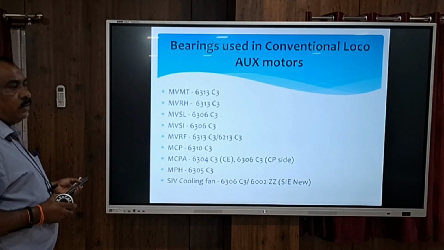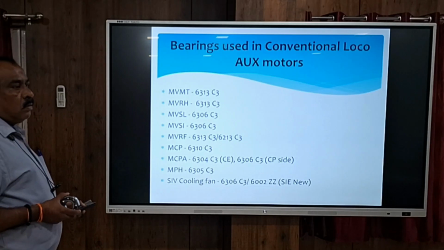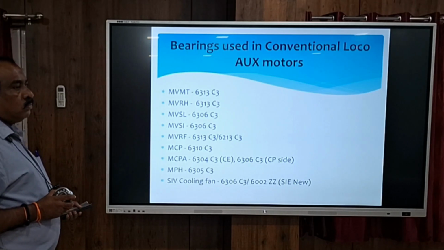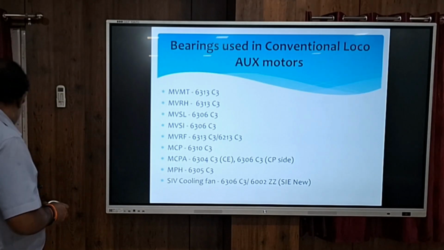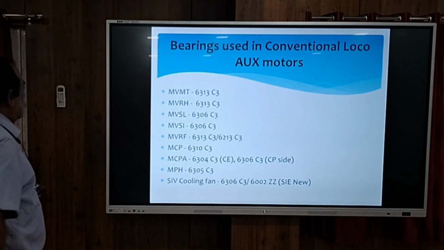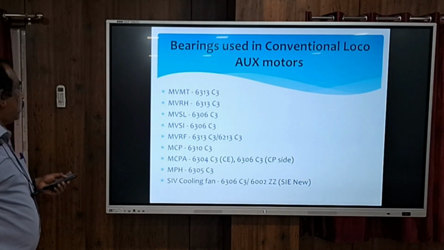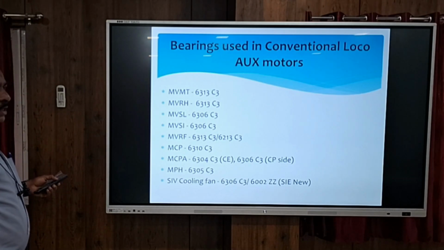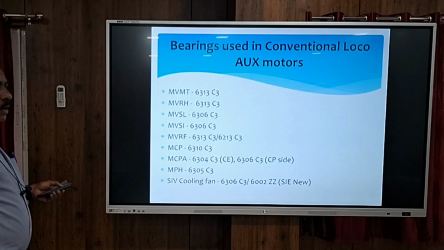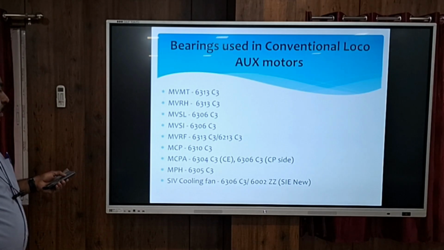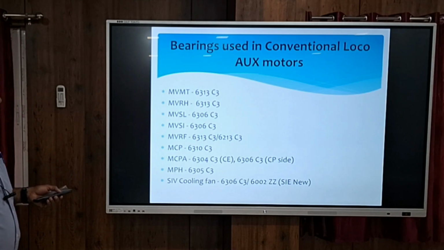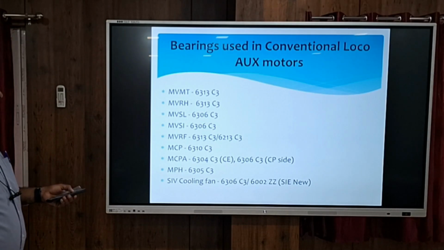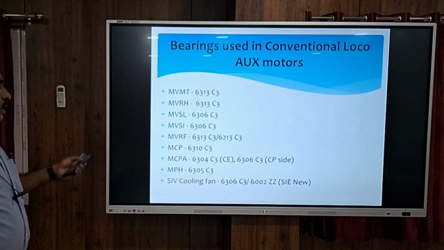And different types of bearings are used. For single row bearings, are we able to measure axial clearance? No, sir. Radial only. And this 6313 will be used, sir. The same for the other types. Then 6306, 63, 6213 are there. MCP 6310, MCPA two type bearings are there, and 6305, SAV cooling fan 6002, 6004, and 6306.